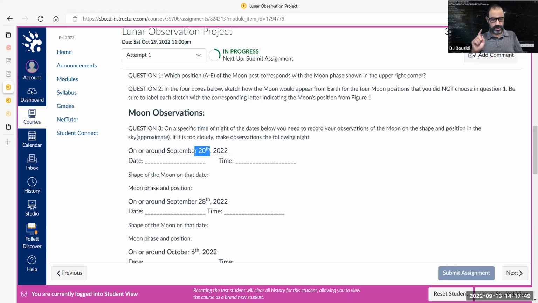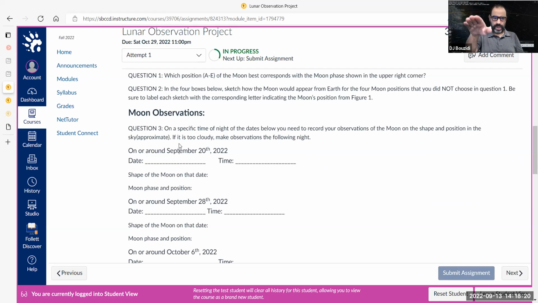you're supposed to go out and do observations. On a specific time of night on the dates below, you need to record your observations of the moon: the shape and the approximate position in the sky. I don't need the exact numbers. Meaning, is it to the south, southeast, north, northwest, however you see it relative to where you are. You need to know where your north, east, west, and south are.